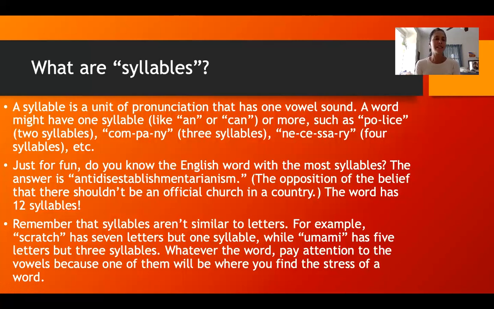So let's continue. Syllables aren't the same as letters, right? Letters and syllables do not equate with each other. We're talking about vowel sounds, not how many letters are within one word. Scratch has 7 letters, but only 1 syllable, because we only have 1 vowel sound, which is coming from that A. While umami has 5 letters, but 3 syllables, because of the vowel sounds. So whatever the word, however long it is, we want to pay attention to the vowel sounds, not necessarily the amount of letters in the word. Okay, we got it.